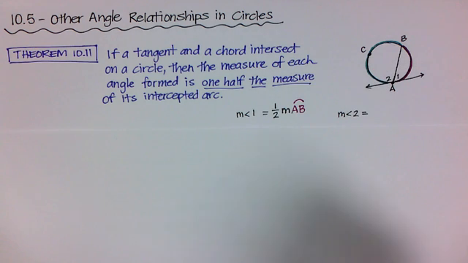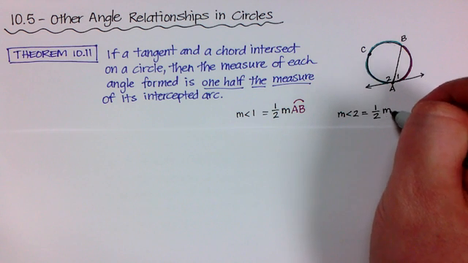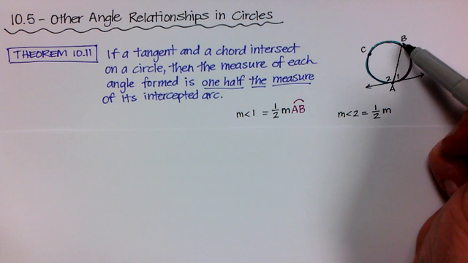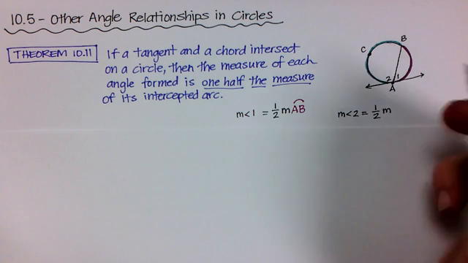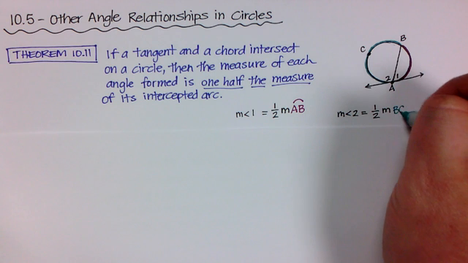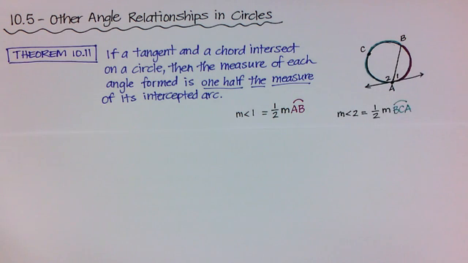And the same goes for the measure of angle 2. It's going to be 1/2 the measure of its intercepted arc, which is BC all the way down to A. So let's write that down. BCA. Okay, so that's our first theorem.